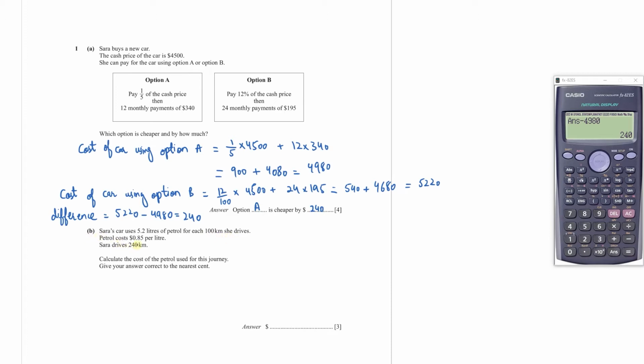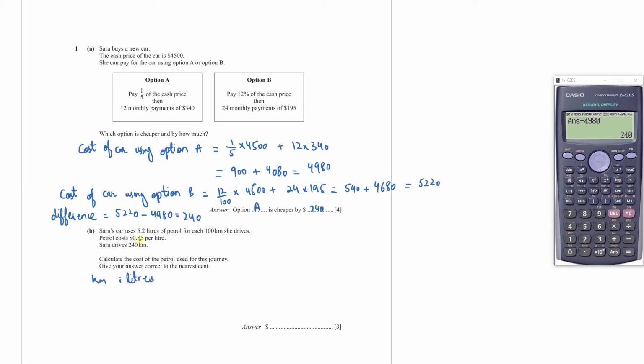Part B. Sarah's car uses 5.2 liters of petrol for each 100 kilometers she drives. Petrol costs $0.85 per liter and Sarah drives 240 kilometers. Calculate the cost of petrol used for this journey, giving your answer correct to the nearest cent. So first we need to calculate how much petrol is used, and then we can multiply it by the cost per liter.